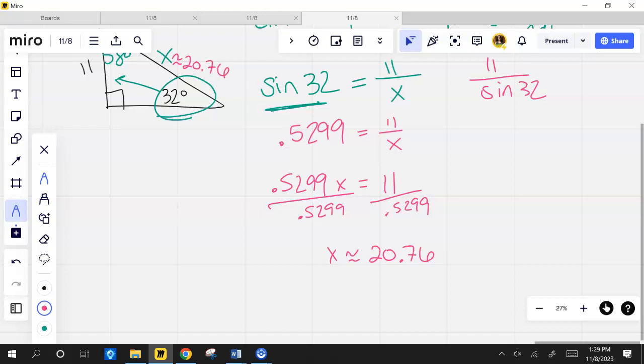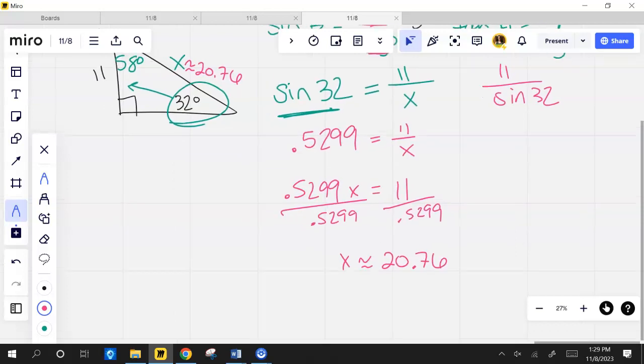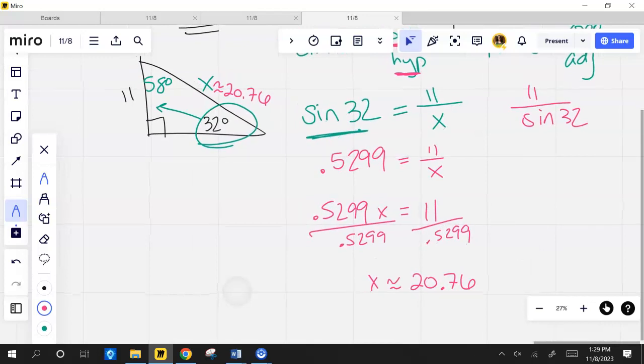Now can you find the other side? Yes, how? I could do Pythagorean theorem, or I could do another trig function if I wanted to. I could maybe do tangent on this to find the other one. Same process, the same way of going back. I tend to do Pythagorean theorem.